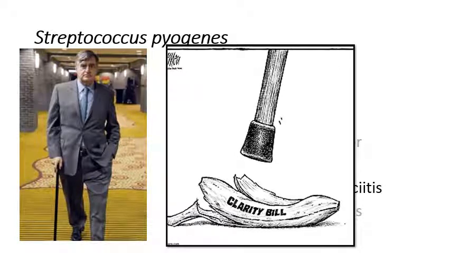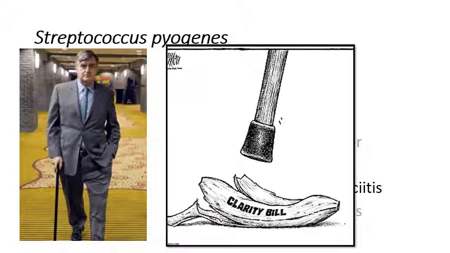This is when another Canadian Prime Minister named Jean Chrétien passed a bill called the Clarity Bill, which made it more difficult for Quebec to separate. And so here you see Lucien Bouchard's cane, the end of his cane, about to slip on a banana peel, which is Jean Chrétien's Clarity Bill. Right, so that's just a little Canadian history for people who are interested in Canadian history. This is an intersection between microbiology and Canadian history.